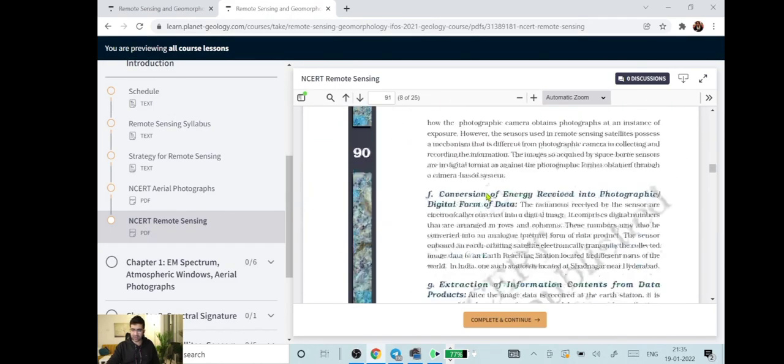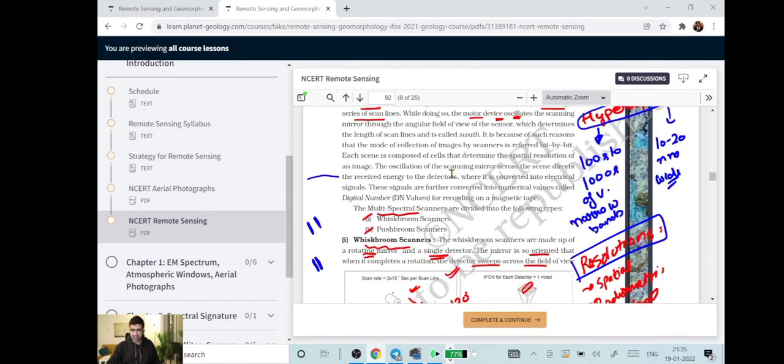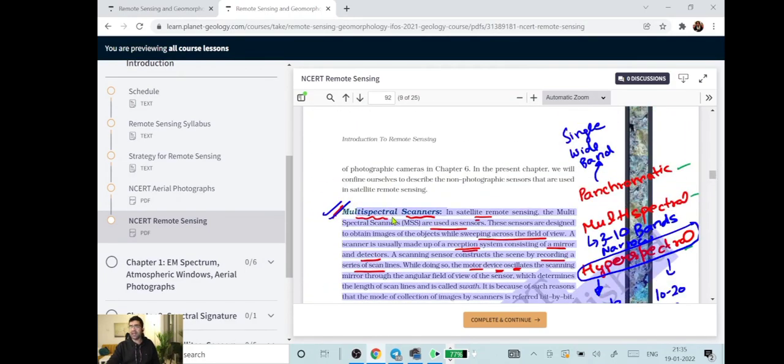You'll find some handwritten notes in here as well. Different sensors I was expecting. Sometimes you'll have these panchromatic sensors, multispectral and hyperspectral. These will also come into the picture. They can ask you the difference between them.